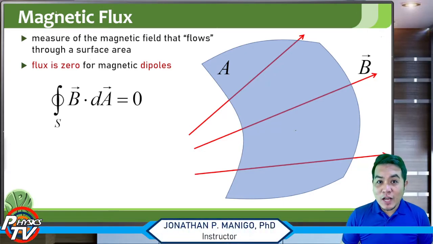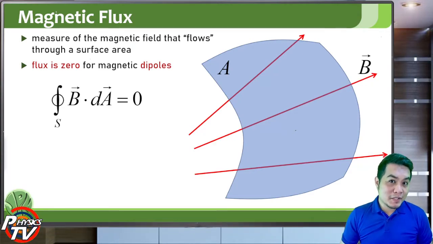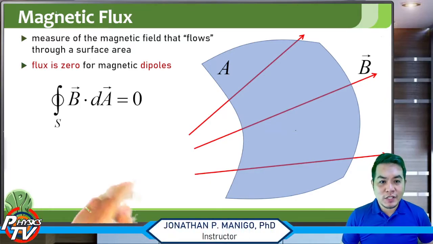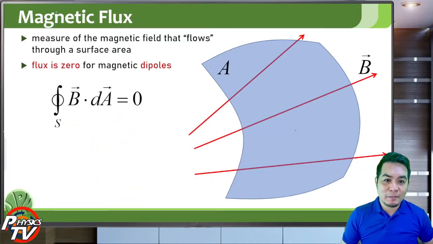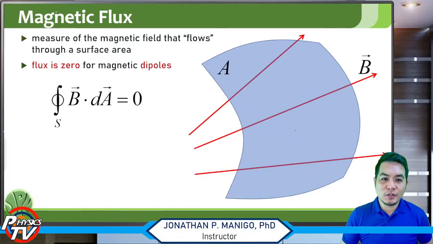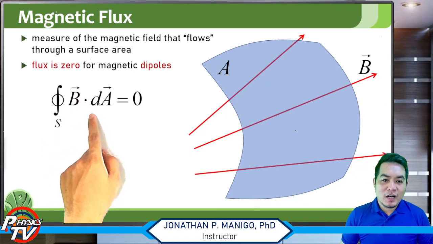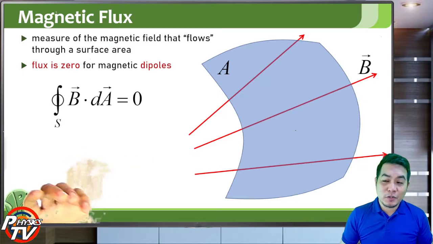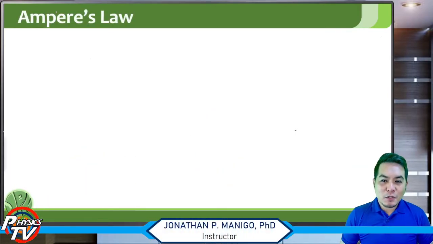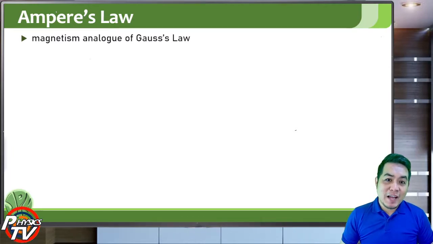Actually in electrostatics, the flux of a dipole, a pair of positive and negative electric charges, is also zero. So this is true for dipoles, whether electric or magnetic. It just so happens that there's no magnetic monopole. So we can use the magnetic flux as an alternate way to solve for the magnetic field. What we'll actually use is Ampere's law, basically the magnetism analog of Gauss law.